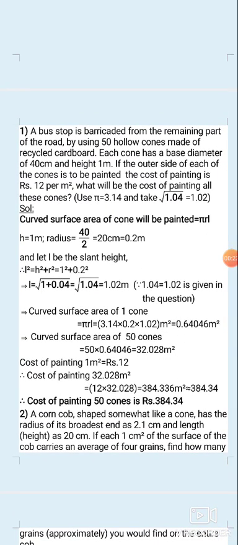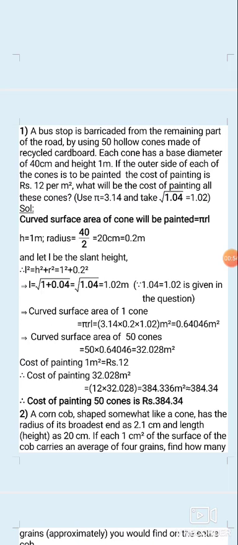Now listen carefully, students. Last class we had discussed some problems related with the surface area of the cone. Now some other problems related with it. A bus stop is barricaded from the remaining part of the road by using 50 hollow cones made of recycled cardboard. Each cone has a base diameter of 40 cm and height 1 meter.